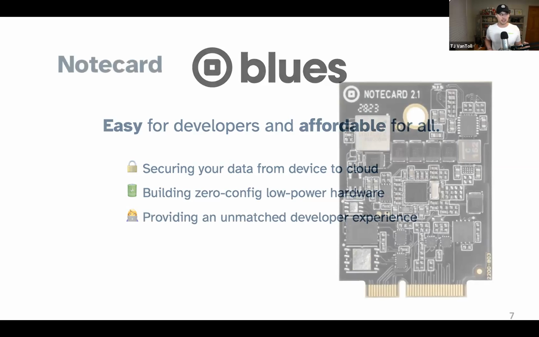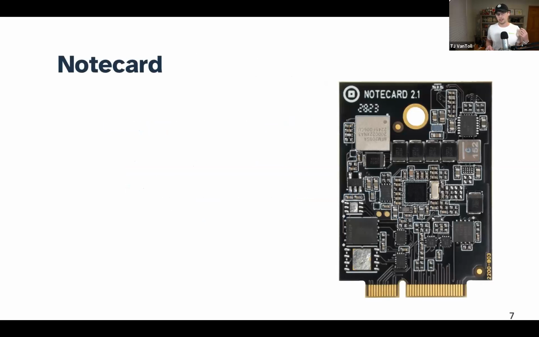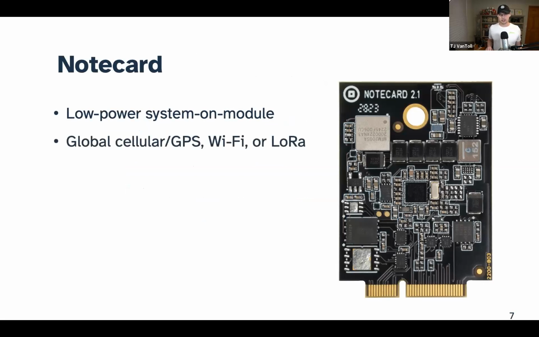Now, the primary piece of hardware that all of our accelerator projects build on top of is the Notecard. The Notecard is a low power system on module, designed to make connectivity really, really simple. That connectivity can be cellular, Wi-Fi, or LoRa. The cellular Notecard is our most popular because it comes packaged with 500 megs of data and 10 years of service built in.